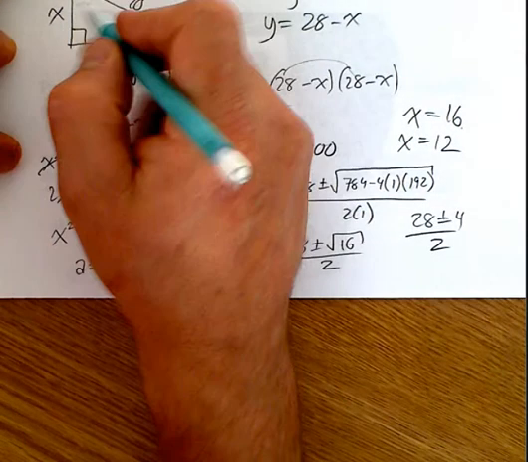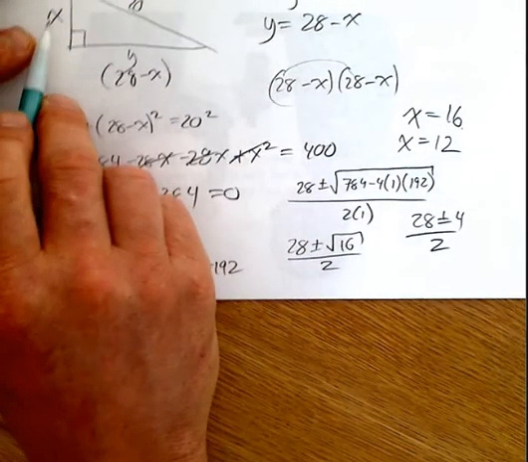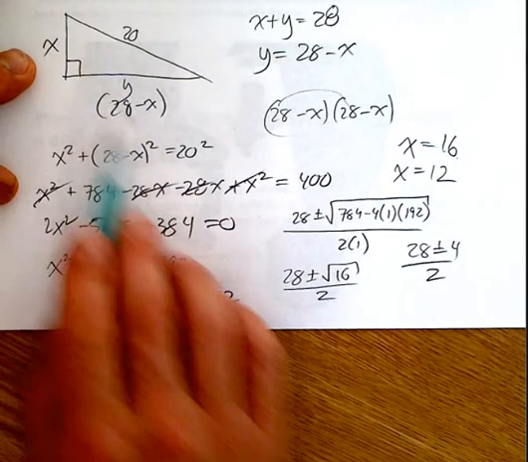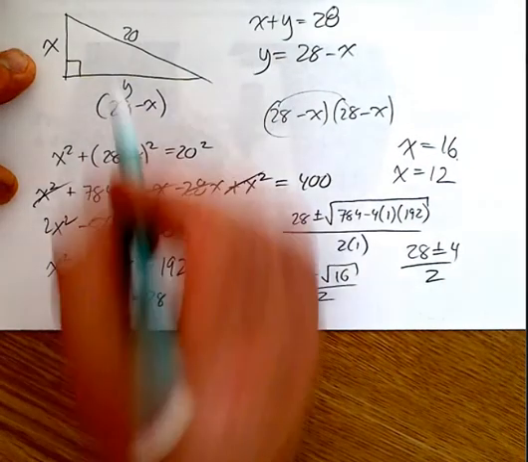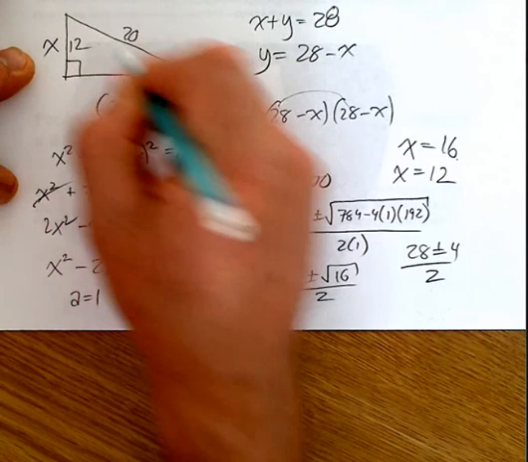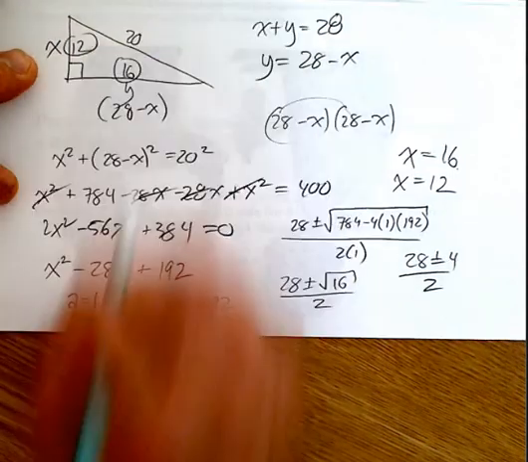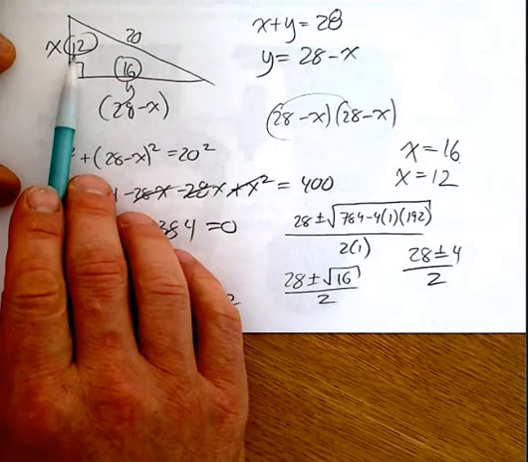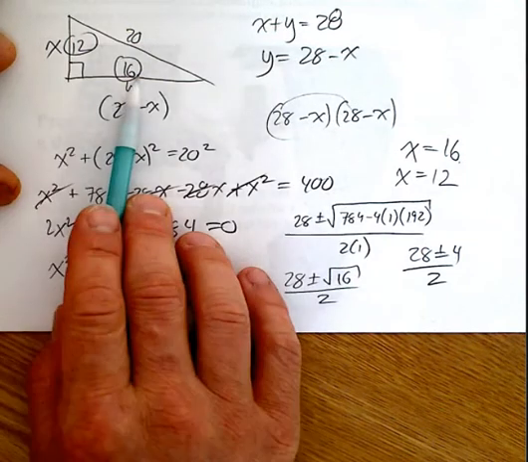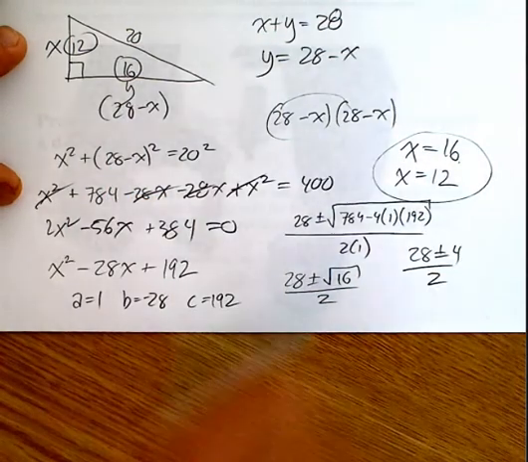So if you call this one 12, let's look up here now. So if you call this 16, 28 minus 16 is 12. So let's put the numbers where they look like they might belong. Since this one's shorter, we'll call that one 12 and we'll call that one 16. Just so happens that these are both the legs, eh?